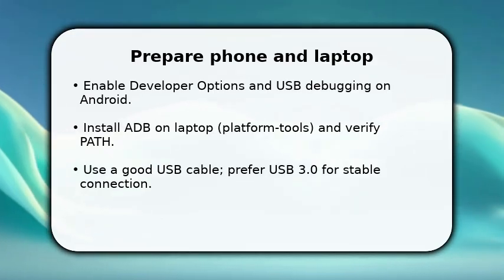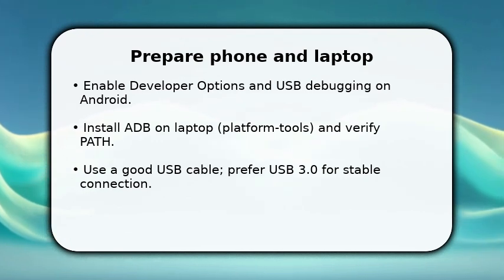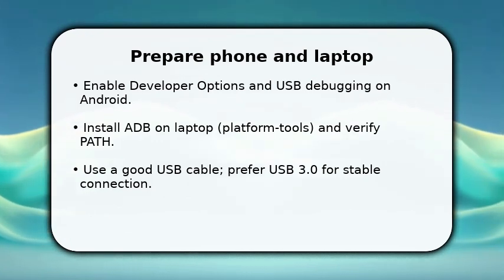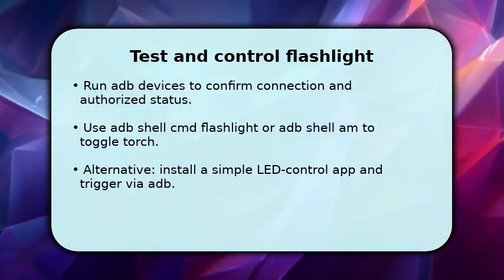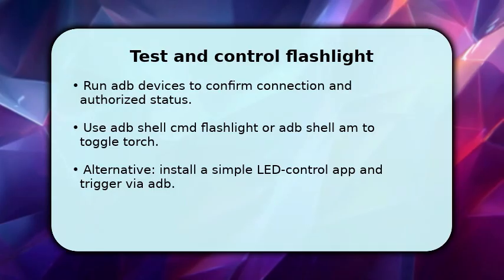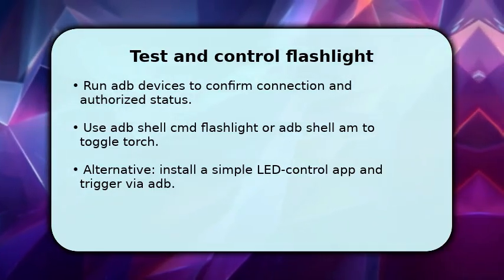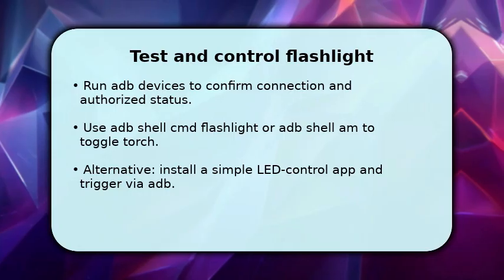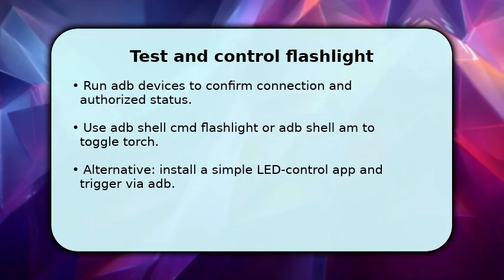Once done, run adb devices to confirm the phone is listed and ready for LED control commands. You now test direct flashlight control. First, confirm the device is authorized and visible with adb devices. Then, try adb shell cmd flashlight on torch on to turn the LED on, and adb shell cmd flashlight on torch off to turn it off.